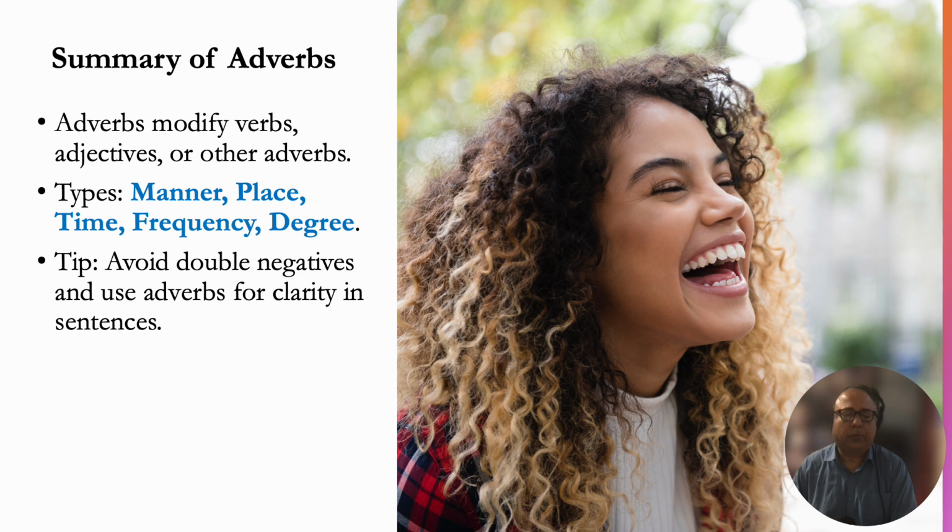The summary: what did we learn today? Let's sum it up. We learned that adverbs modify verbs, right? They add more information, and there could be manner, in which something is done, place, where, frequency, how often, and time, what time something happens. So manner, place, time, frequency, and degree. And lastly, try to avoid double negatives, right? And use the correct adverbs for clarity in sentences.